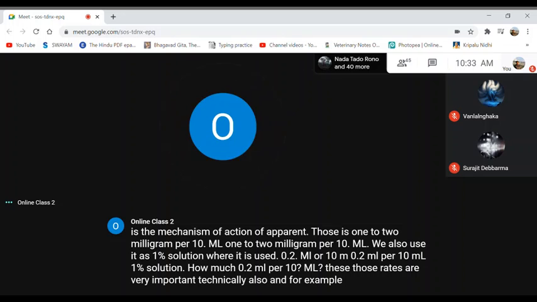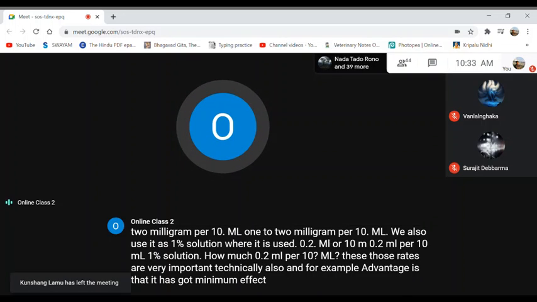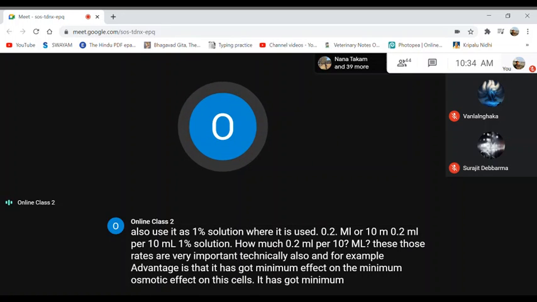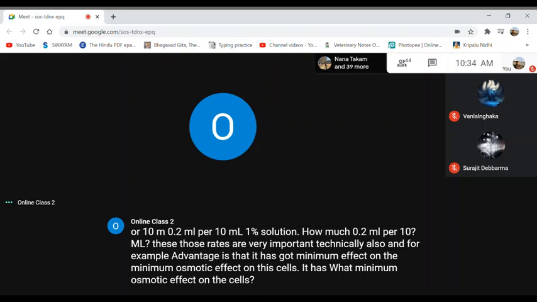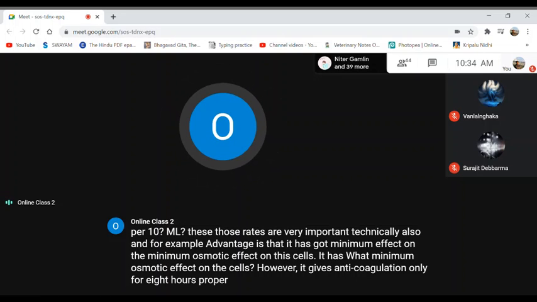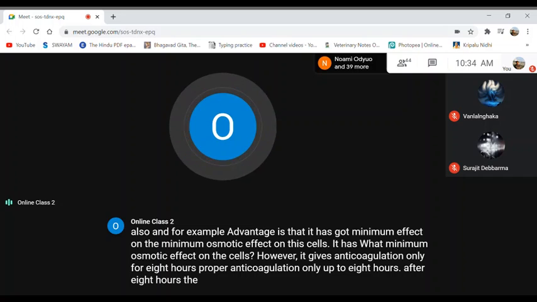Advantage is that it has minimum osmotic effect on the cells. However, it gives proper anticoagulation only for 8 hours. After 8 hours, the coagulation may start appearing.